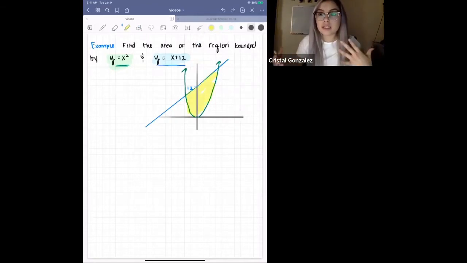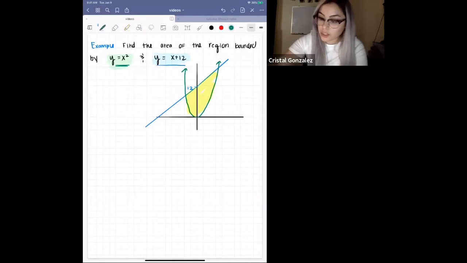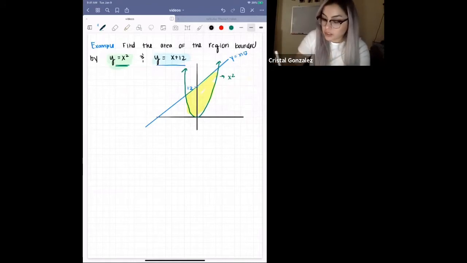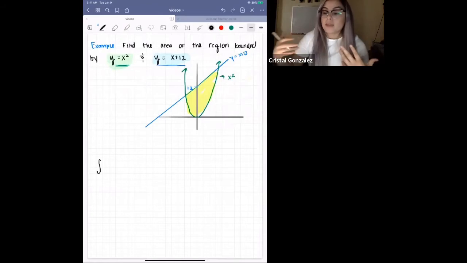So how exactly do we find that area? The first thing we need to do is see that our top function is going to be this one, our blue function, y equals x plus 12. And our green function is going to be our bottom function, which is our x squared function. So we know that we're going to have to integrate our top function minus our bottom function, right? So our blue minus our green. That's also because our rectangles, when we draw them, are vertical.